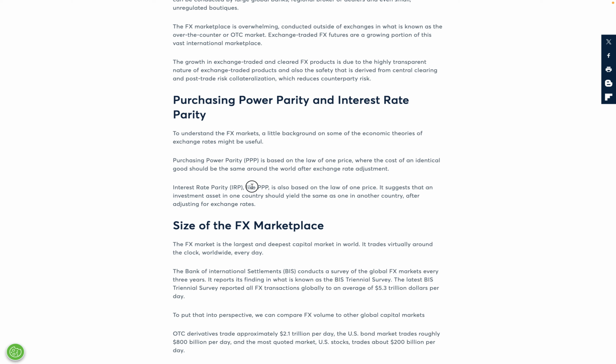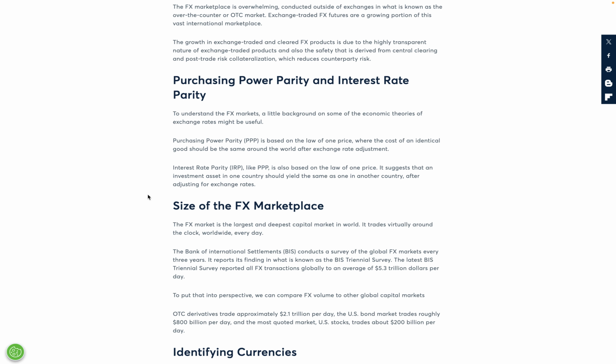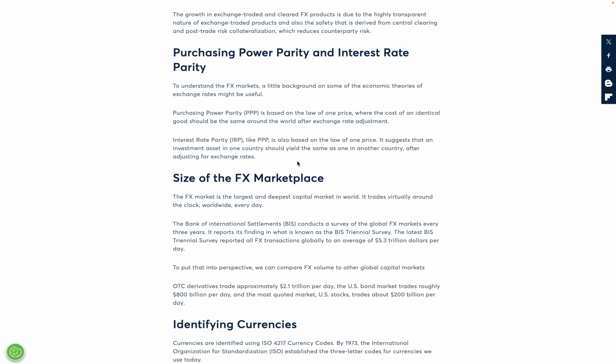Interest rate parity, based on the law of one price. It is just that an investment asset in one country should yield the same as one in another country after adjusting for exchange rates. I don't understand this one. It's saying kind of the same thing. Investment asset in one yields the same as one in another country. Yeah, we're literally on a subsection, and I'm pushing too deep into it. I'm looking too deep into these things.